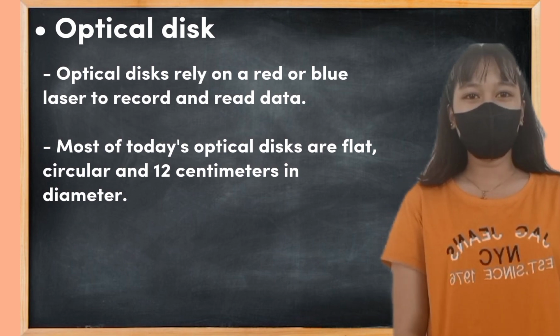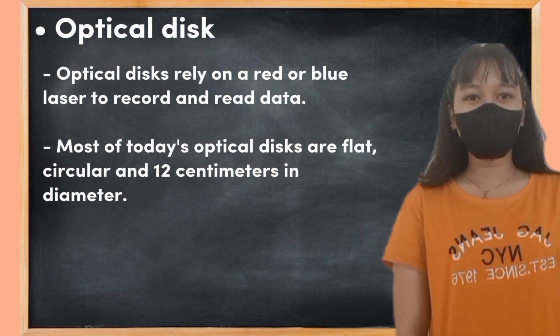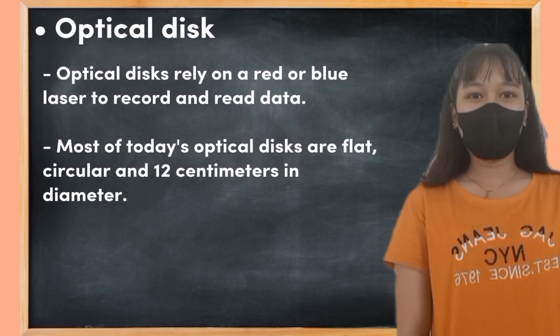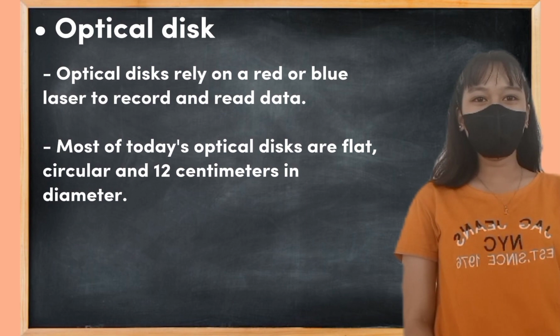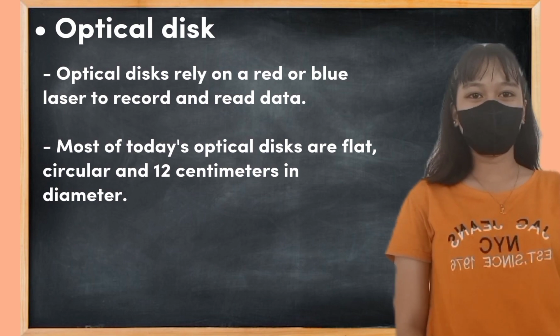Most of today's optical discs are flat, circular, and 12 centimeters in diameter. Data is stored on the disc in the form of microscopic pits and lands. The pits are etched into a reflective layer of recording material. The lands are the flat, unindented area surrounding the pits.